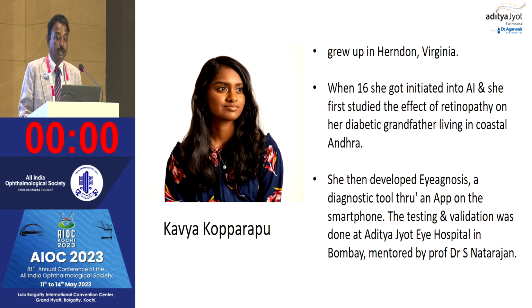And I'm very impressed with this girl who is now maybe 22 or so. In 2014, the National Eye Institute asked me whether I could help this girl. At the age of 16, she got initiated into AI, and she first studied the effect of retinopathy on her diabetic grandfather living in coastal Andhra. But she was born and brought up in the US. She studied at Jefferson High School, which is different from regular schools, promoting science and physics. She then developed EyeAgnosis, a diagnostic tool and app on the smartphone, and we did the testing when they wrote to 5 institutions, and I took that. You can Google her. I'm very impressed with this person of Indian origin, a second generation Indian American, and now unfortunately she has shifted from ophthalmology to neuro, and she is using AI in neuro.